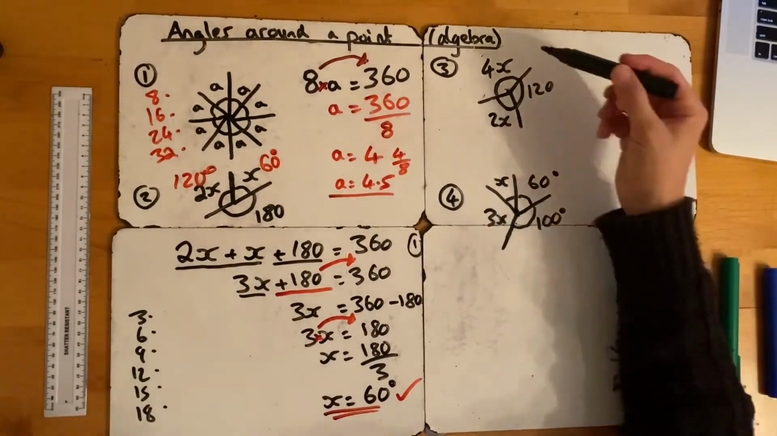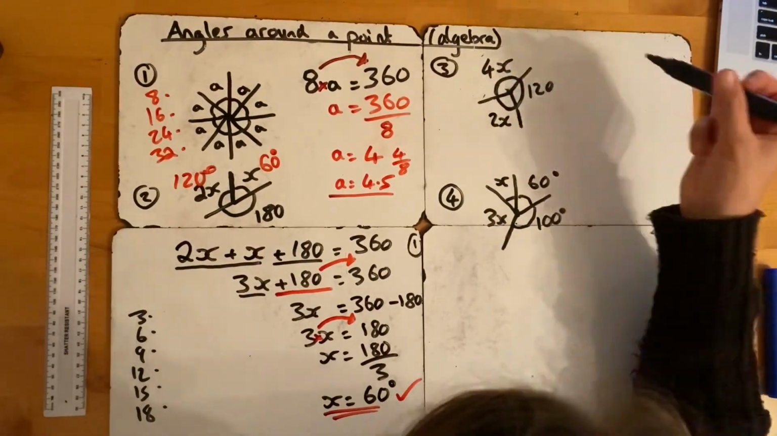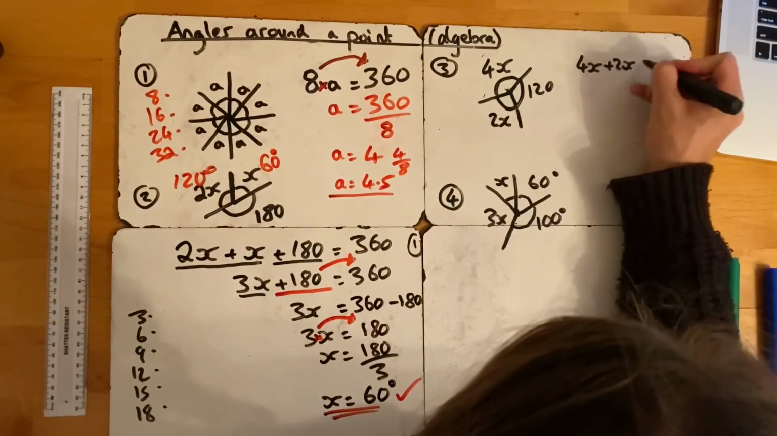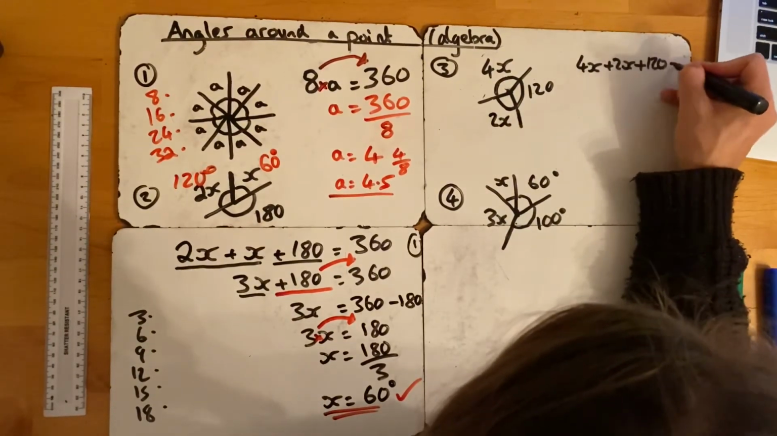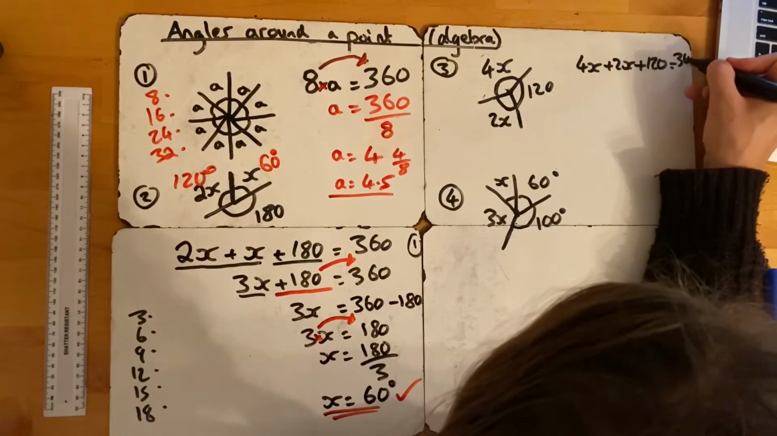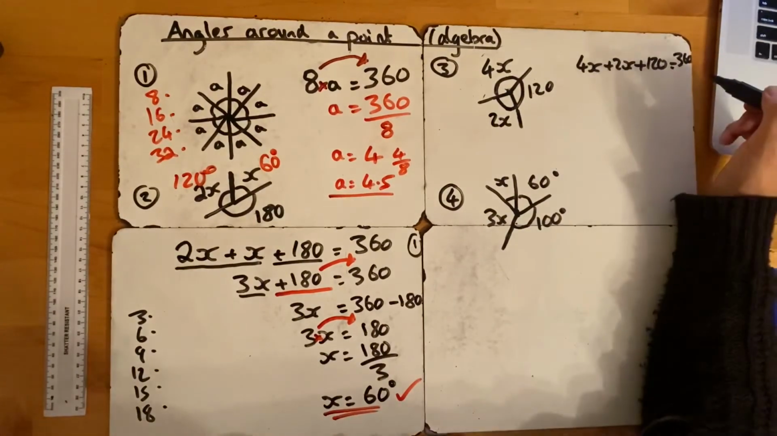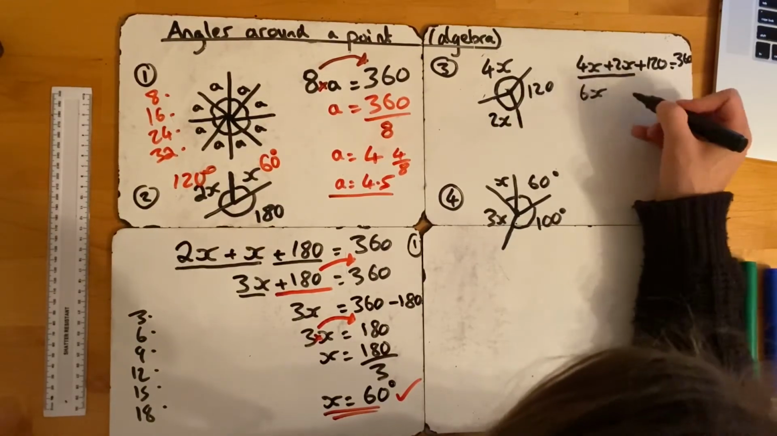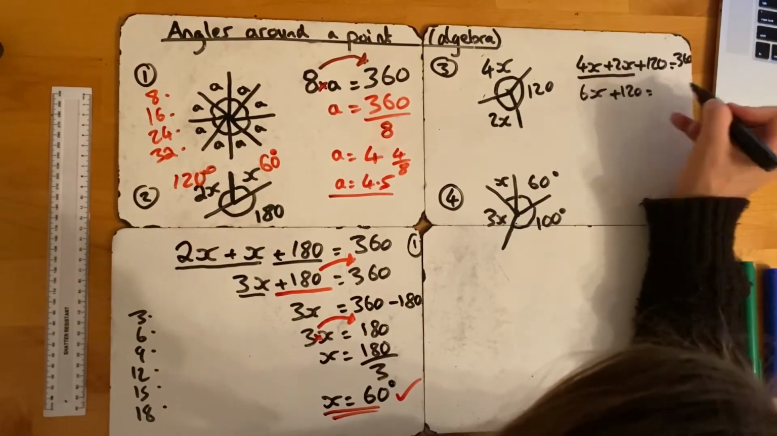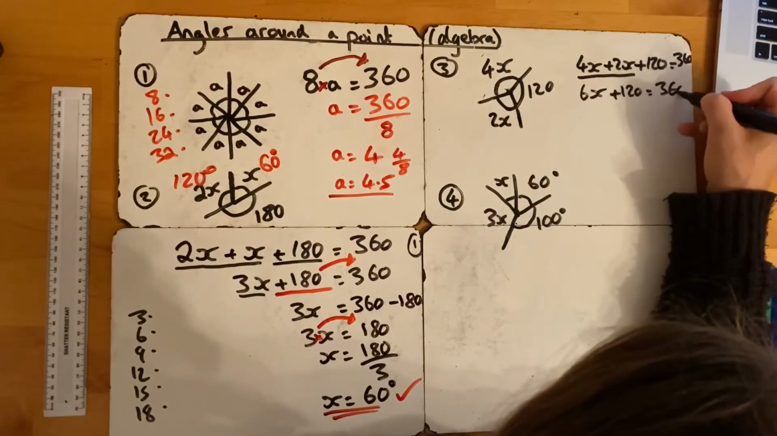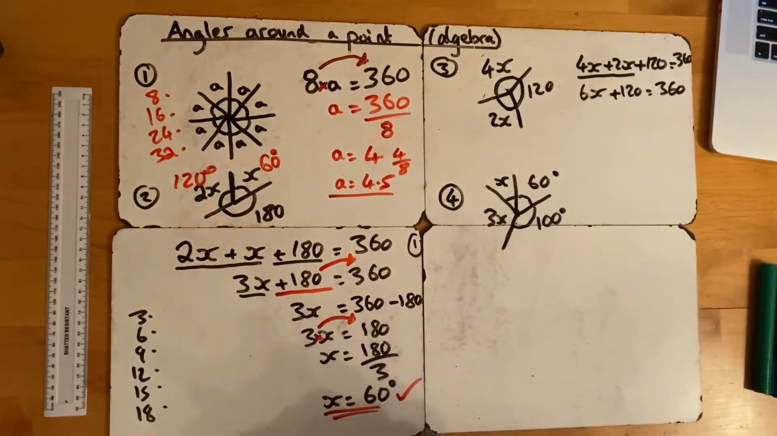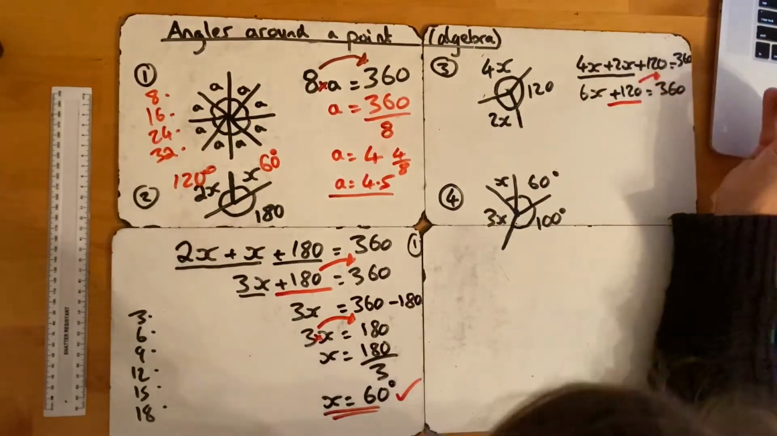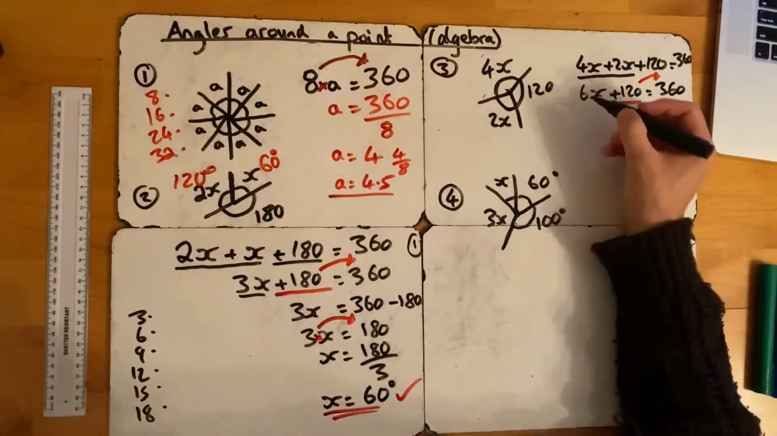Okay, this one here, question 3. Now, just show that they all add up to, so 4x plus 2x plus your 120 is equal to 360 degrees. Now that's 1 mark already. Combine the x's. 4x plus 2x is 6x plus 120 is equal to 360. Okay, same again, reverse operations. Opposite of adding 120 is minusing 120. So I'll copy every line.